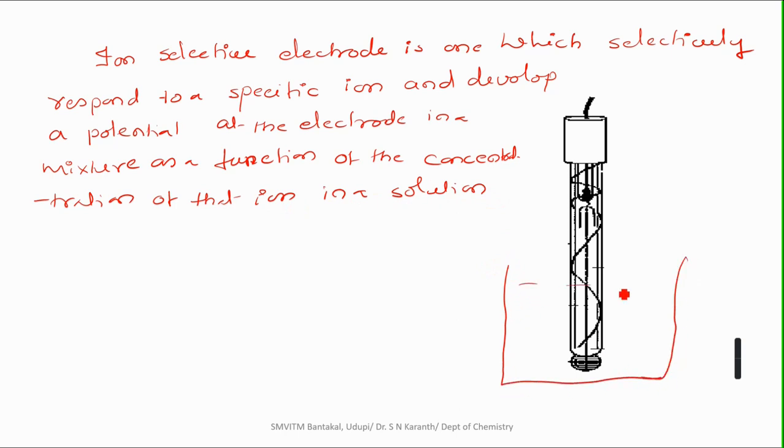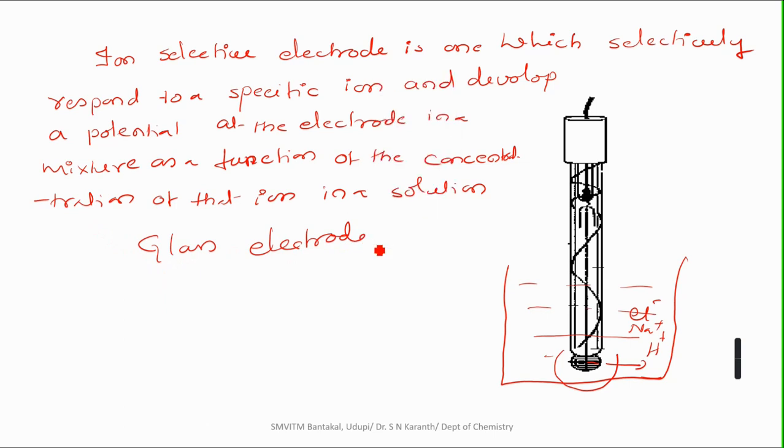It is usually immersed in a solution. Okay, and this is a glass membrane which is able to respond to a specific ion, say H plus ion, and in the solution it may contain not only H plus, but even Cl minus, Na plus, different ions present. In that, this electrode is specific in action and develops a potential at the electrode in a mixture as a function of the concentration of that particular ion. And that type of electrode we call an ion selective electrode. A good example for an ion selective electrode is a glass electrode. Glass electrode is an ion selective electrode.